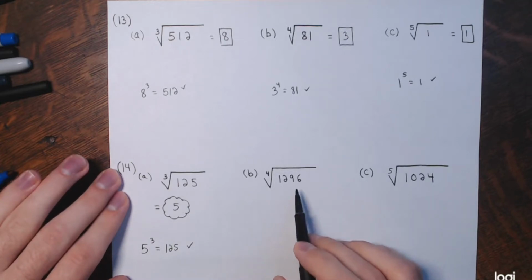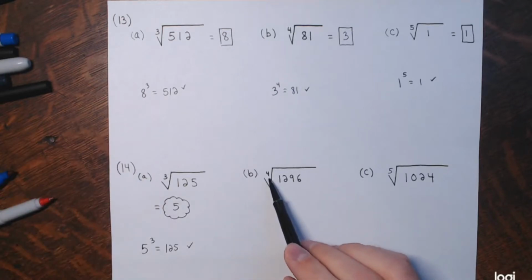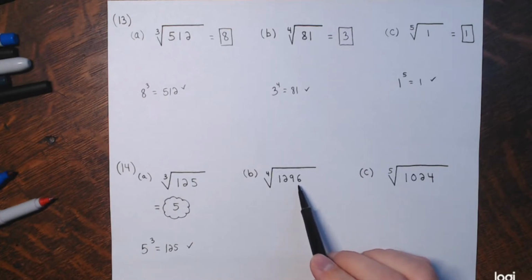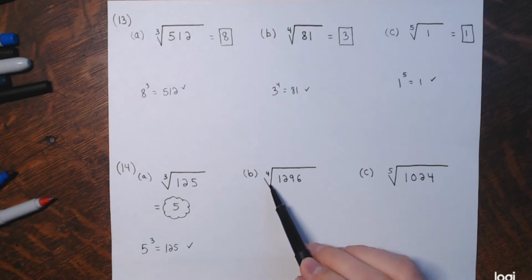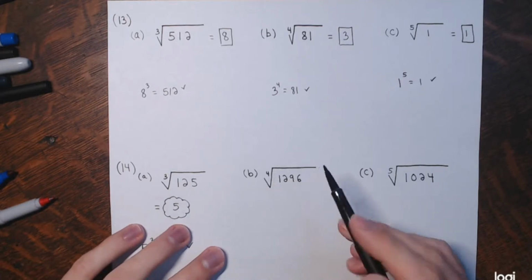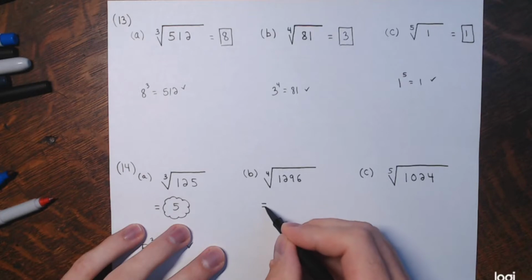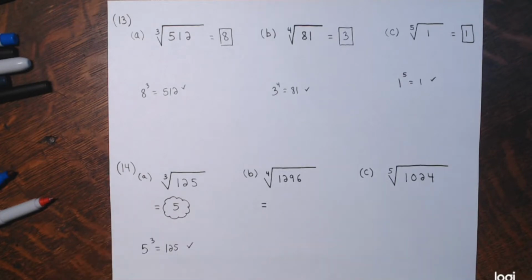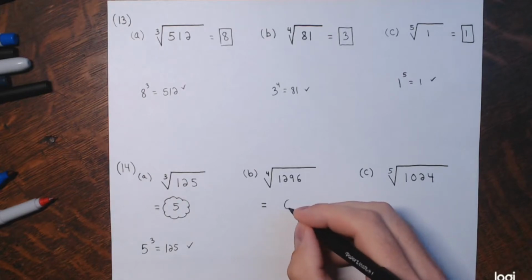Okay, next one. Even root, right? Fourth root, so the radicand better be positive, which it is, so we can do this. And they want the positive fourth root, right? Because remember, every positive number is going to have a positive fourth root or a negative fourth root, but this symbol means we want the positive fourth root. All right. So what number raised to the fourth power would give me 1296? I think that's 6. Let's check it.